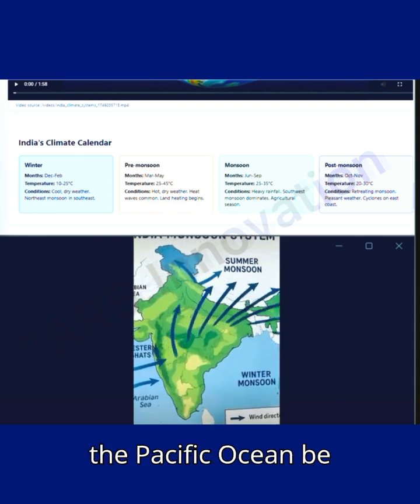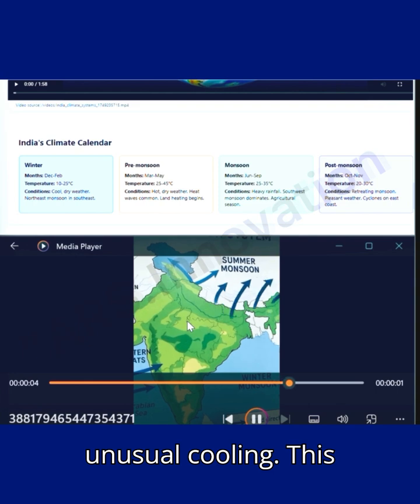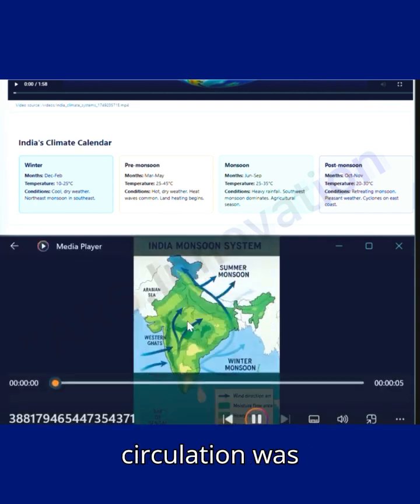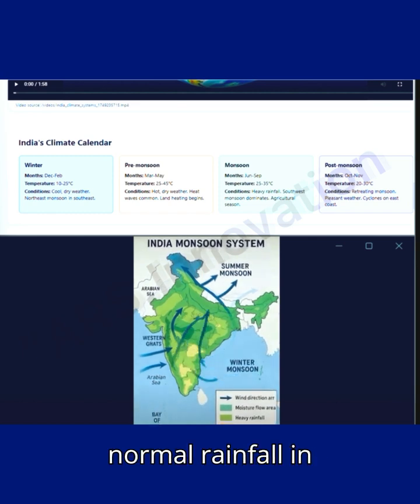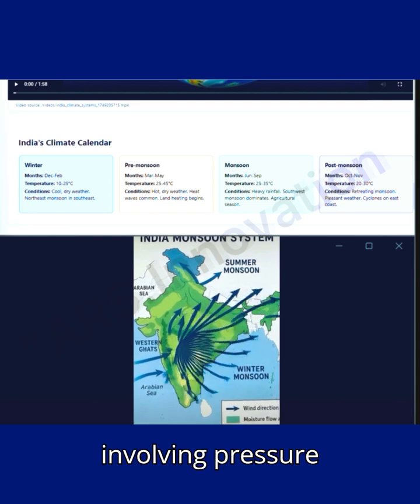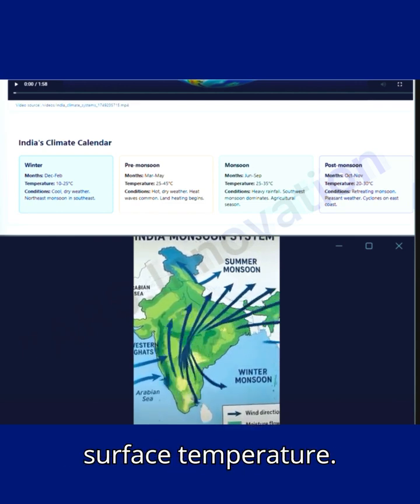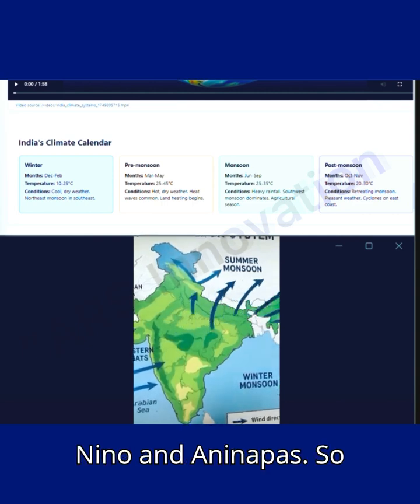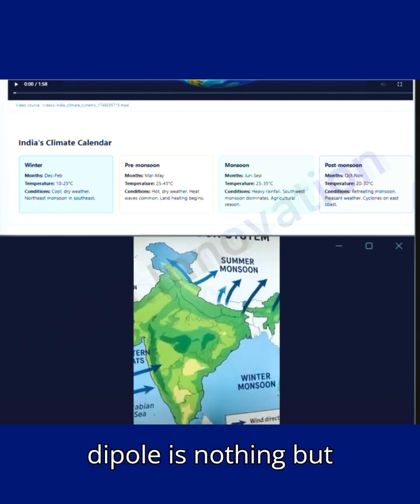So what is La Nina? La Nina is the cool phase of ENSO, an unusual cooling of the Pacific Ocean. This will strengthen the monsoon circulation, and when monsoon circulation gets strengthened, there will be above normal rainfall in India. So what is ENSO? ENSO is a coupled ocean atmosphere phenomenon involving pressure changes and sea surface temperature, and it includes both El Nino and La Nina phases.